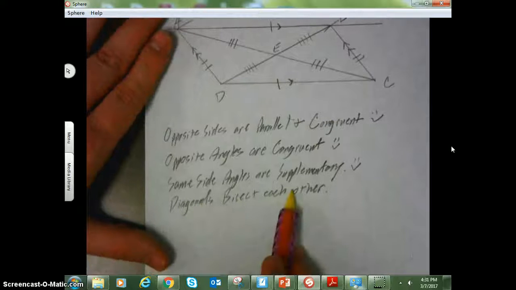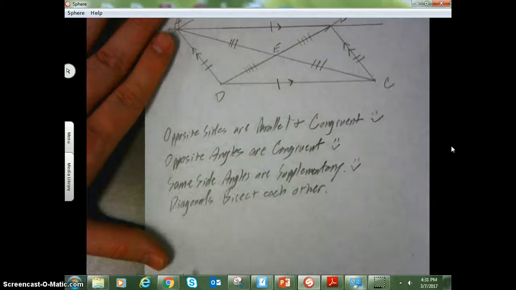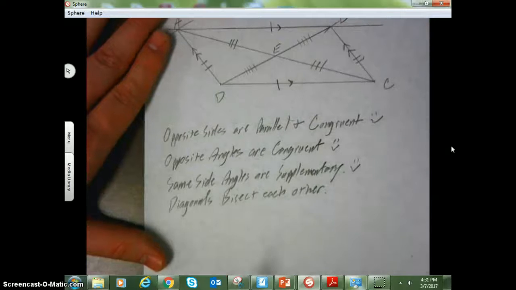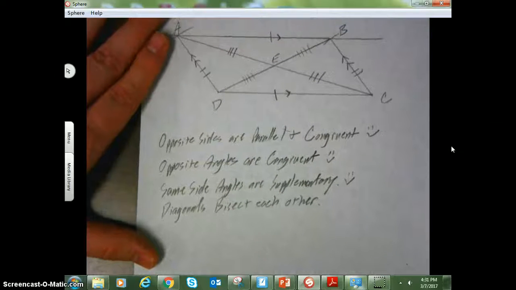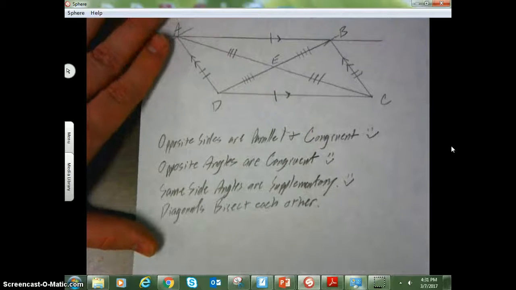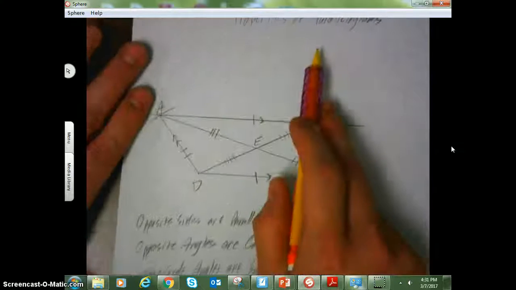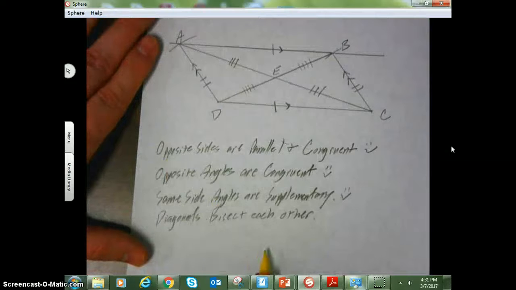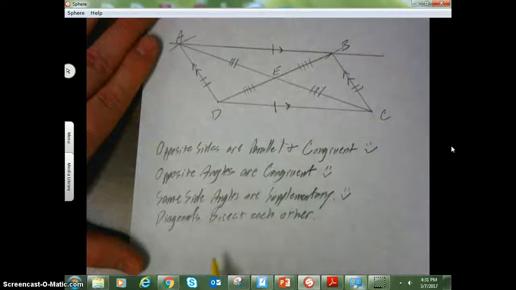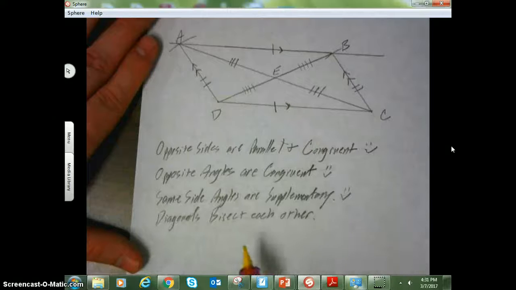So the same side angles are supplementary, and the diagonals bisect each other. Those are the main characteristics of a parallelogram. There are two ways you can look at it. If I say I have a parallelogram, then we can conclude these things. If, however, I just say I have a quadrilateral, but I have these things true about it, then I would be able to say it also must be a parallelogram.